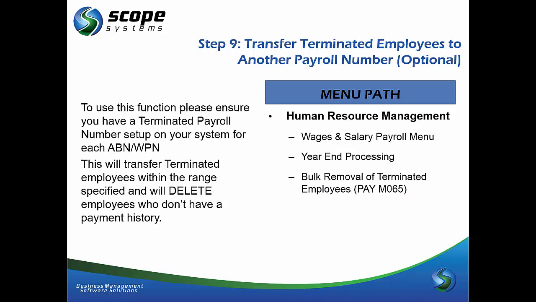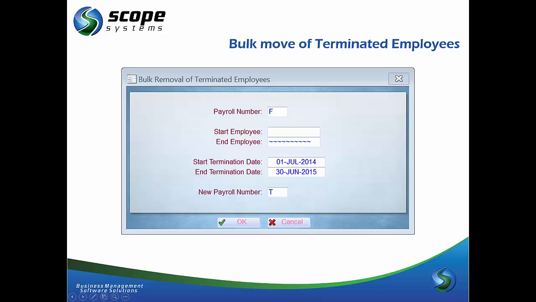So now we transfer terminated employees to another payroll number. You don't have to do this, but it just saves the list of employees that aren't paid during the pay run printing on the bottom of your payroll calculation details report. So you go Wages and Salary Payroll menu, Year-End Processing, Bulk Removal of Terminated Employees.